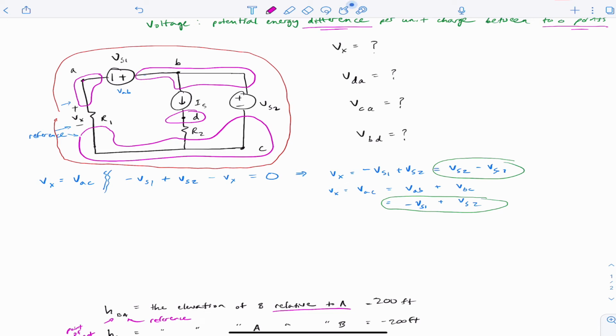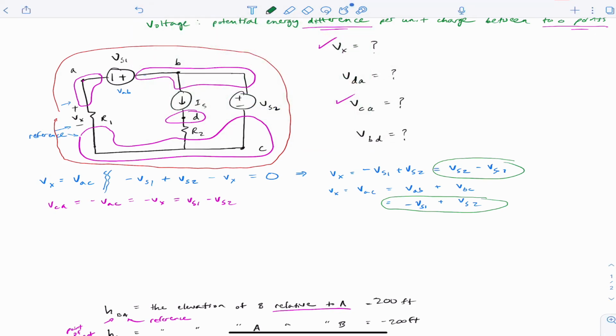So we have Vx. And because Vx is VAC, VCA is negative VAC, which is negative Vx. And so we could easily write that as Vs1 minus Vs2. So now we have VCA. Now how about VDA? That's the voltage drop as you go from D to A. I actually want to come back to that because maybe we can get VBD first.